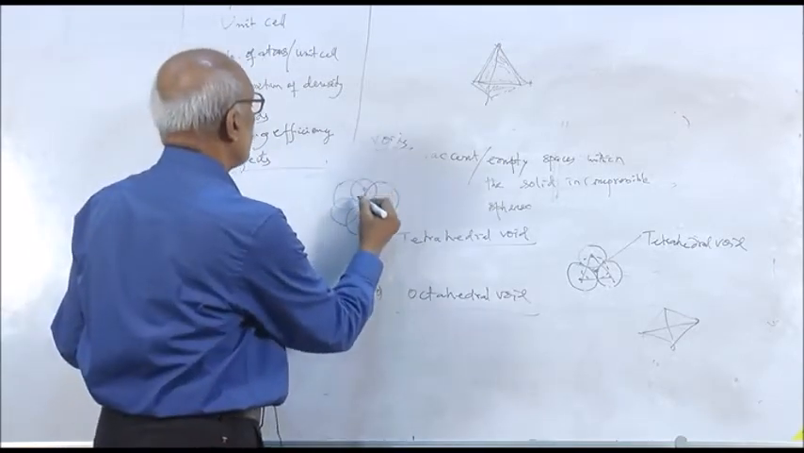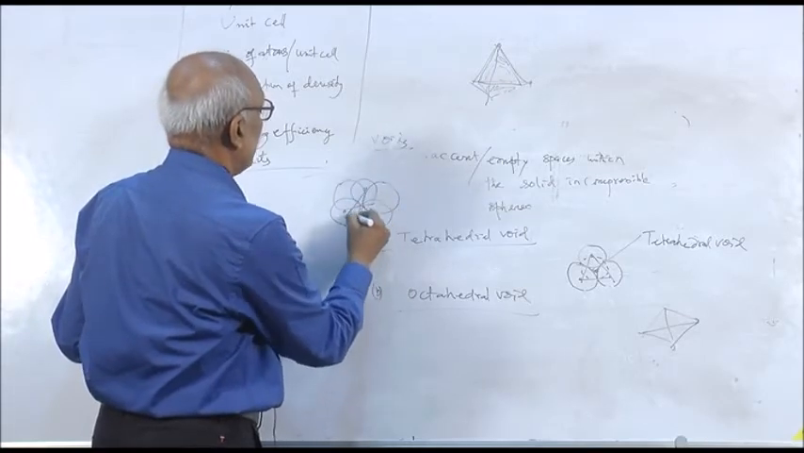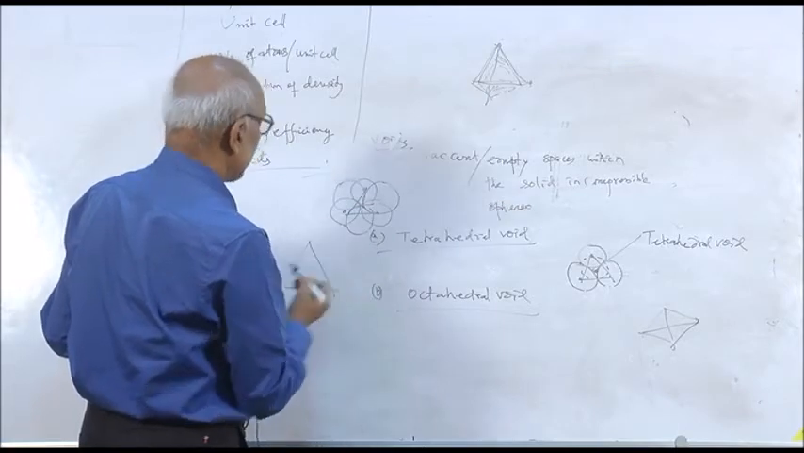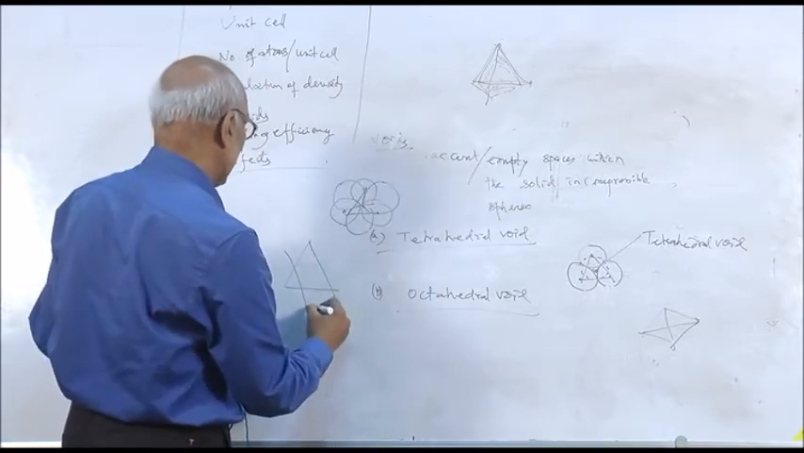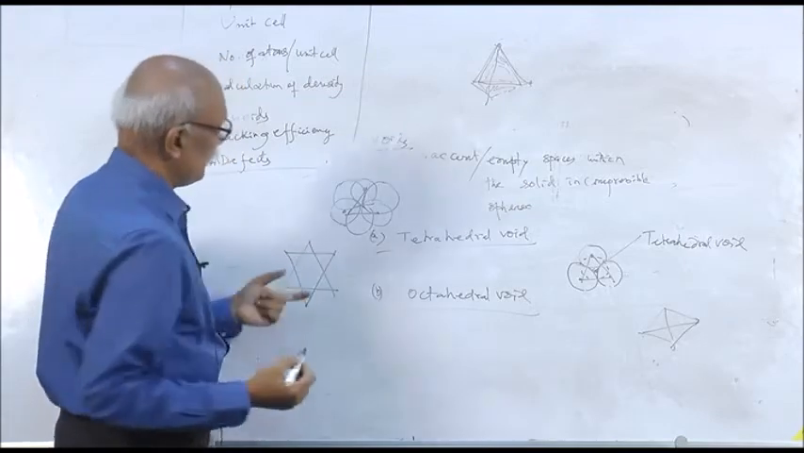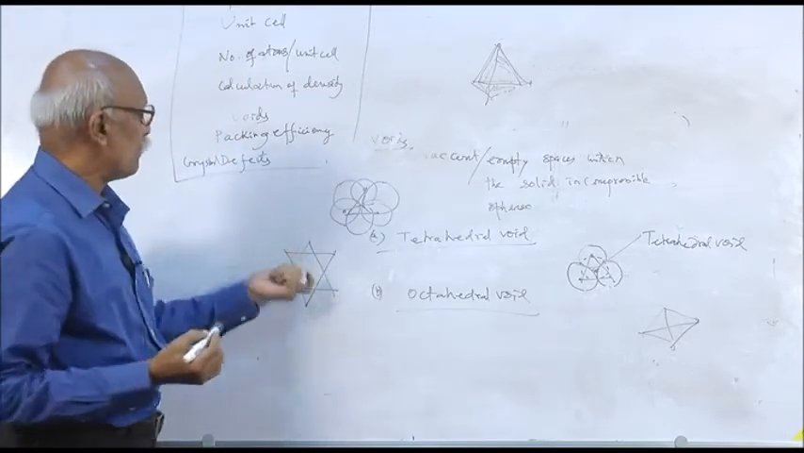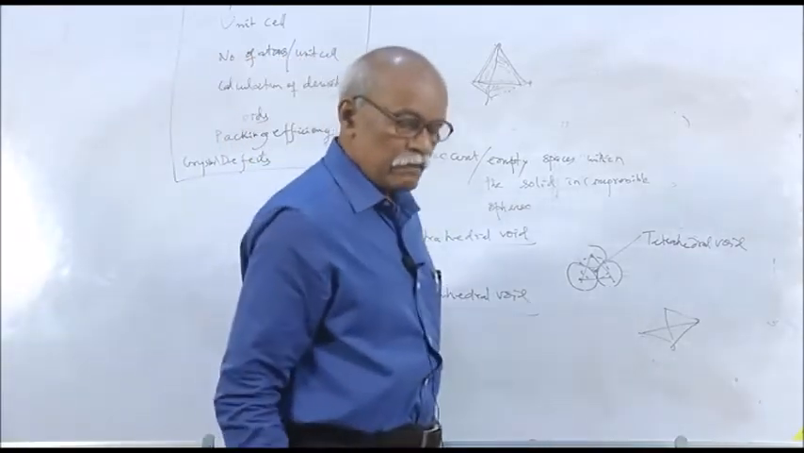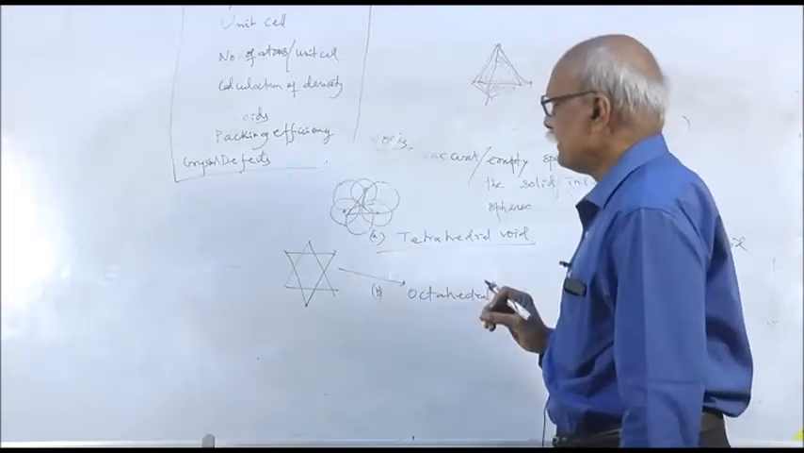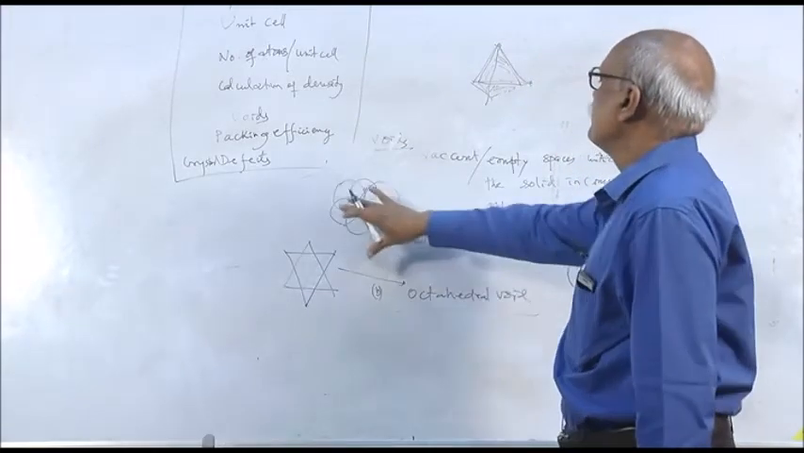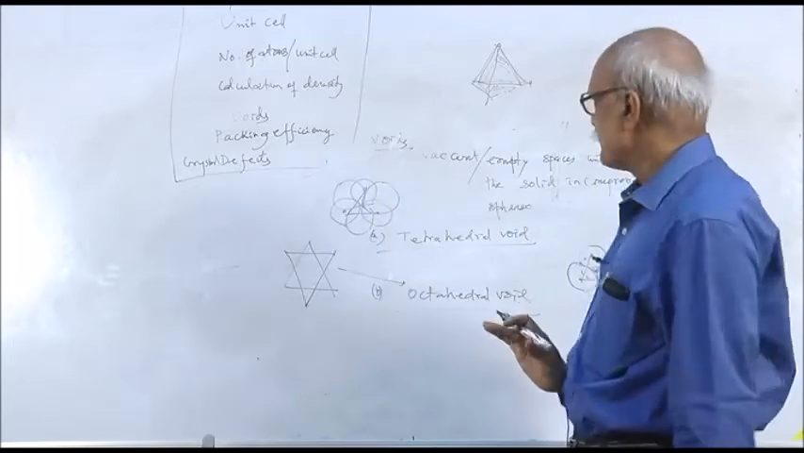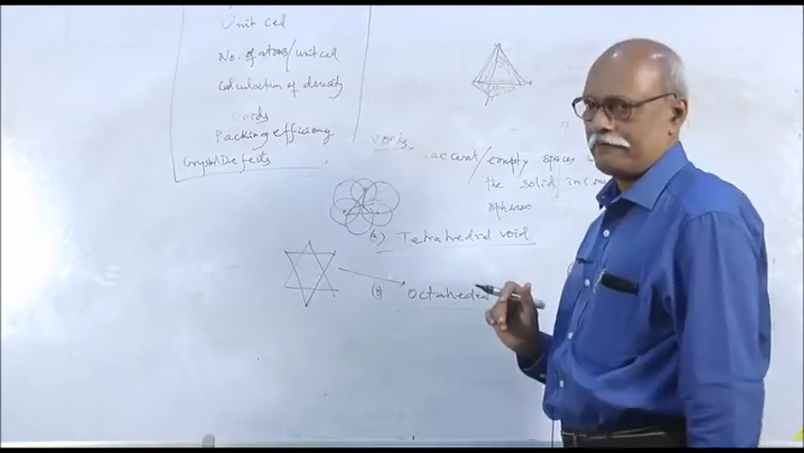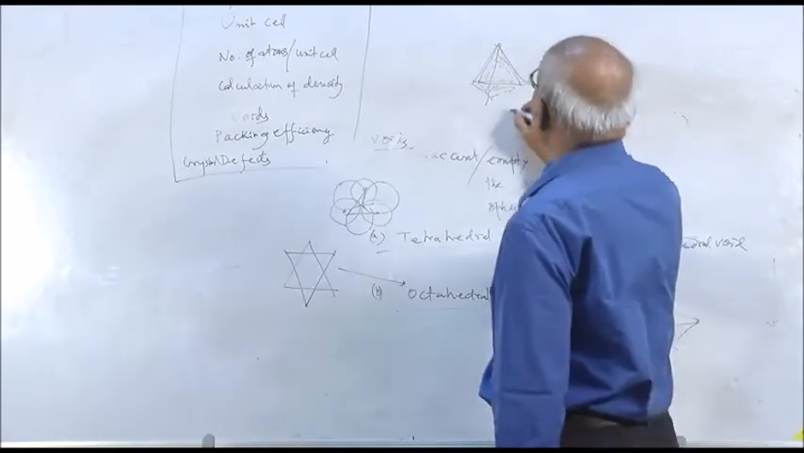So if you join like this, it will look like this, and another triangle will have its apex below. That means this will be the void. The void will look like this. So this is your octahedral void. So remember, the octahedral void arises out of the arrangement of 6 spheres, but a tetrahedral void is arranged out of 4 spheres.